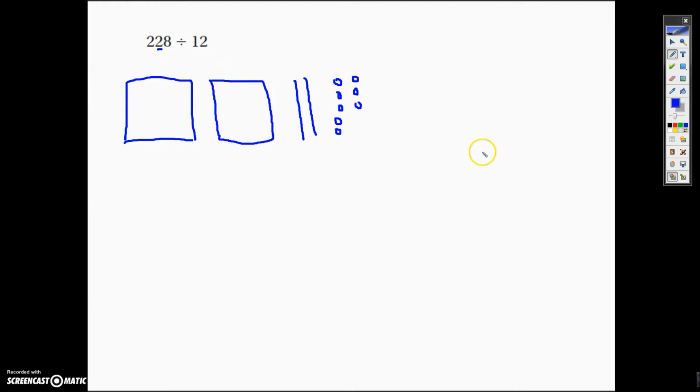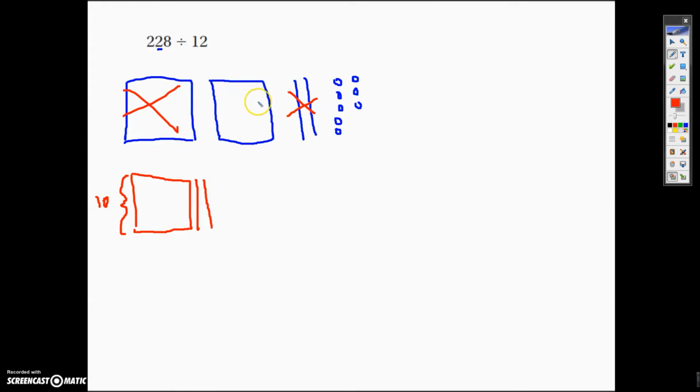And I need to divide this into 12. So I'm going to make 10 groups of 12. So I'm going to cross out one of my hundreds here. And then I have 2 ones. So that's easy. I have 10 rows of 12. But now I have this 100 left and then a bunch of ones.